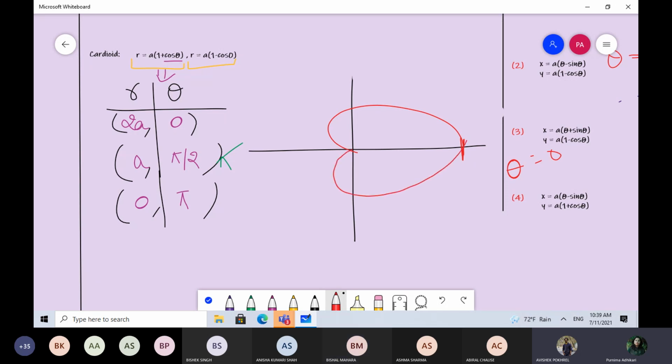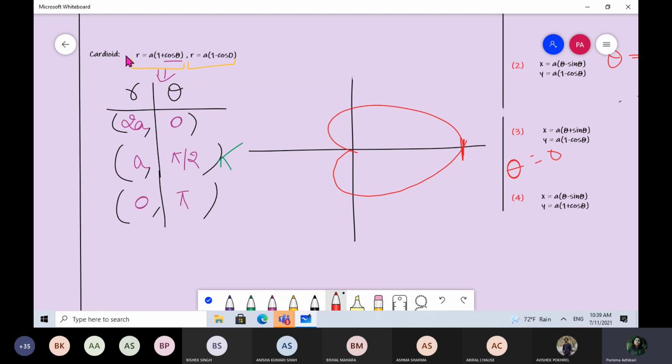Yes, exactly. Here it is 0, at 3 pi by 2 it is a, and then when it reaches 2 pi it again becomes 2a. So you put values and you can check. So you have got this shape for your curve.